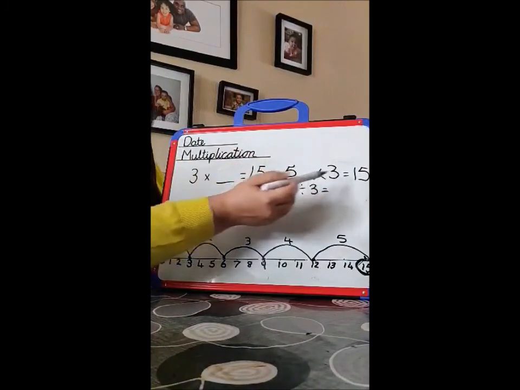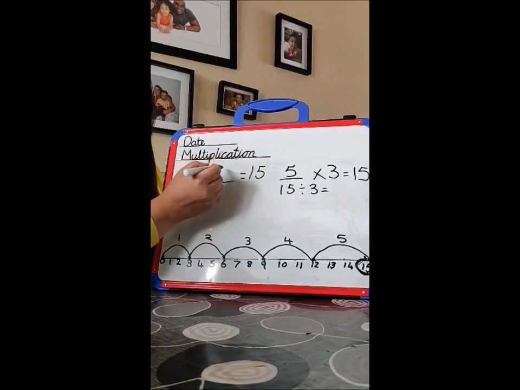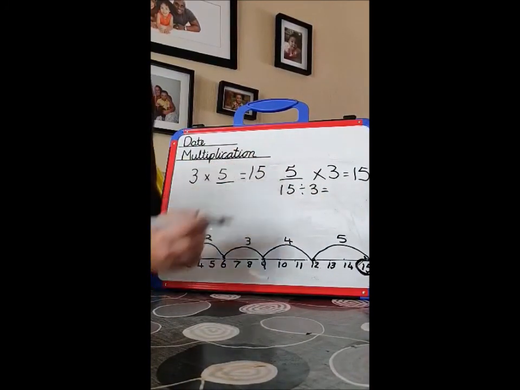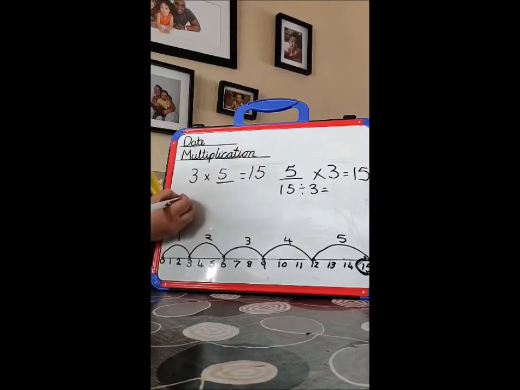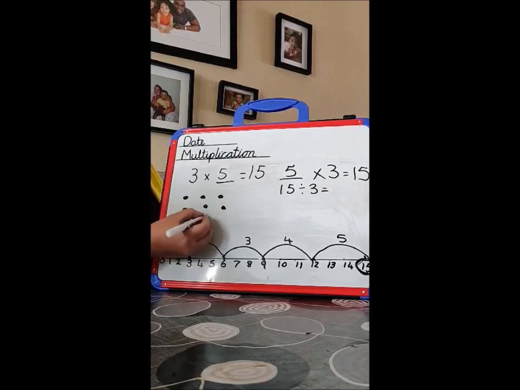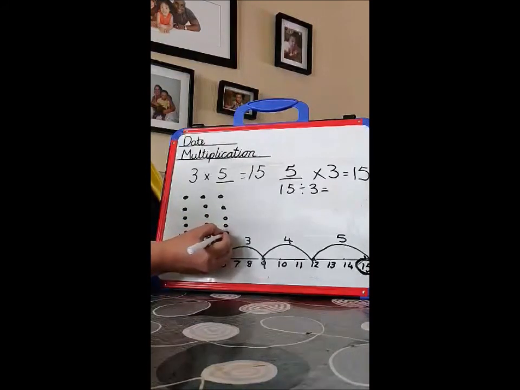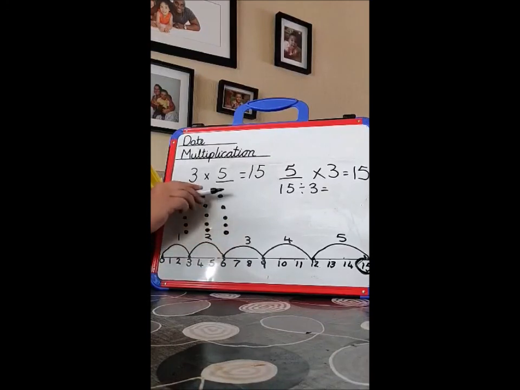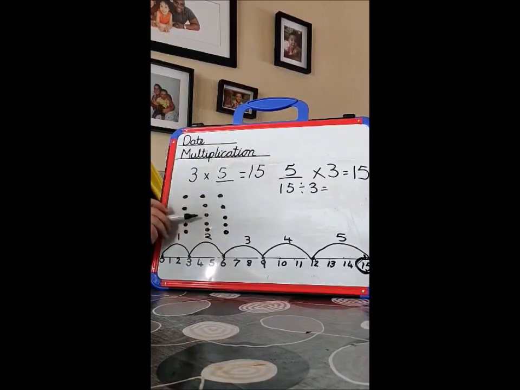So if I've got 5 groups of 3, that means 3 groups of 5 also totals 15. Because I can do it this way. 1, 2, 3. 1, 2, 3. 1, 2, 3. 1, 2, 3. So I've got 3, 6, 9, 12, 15.